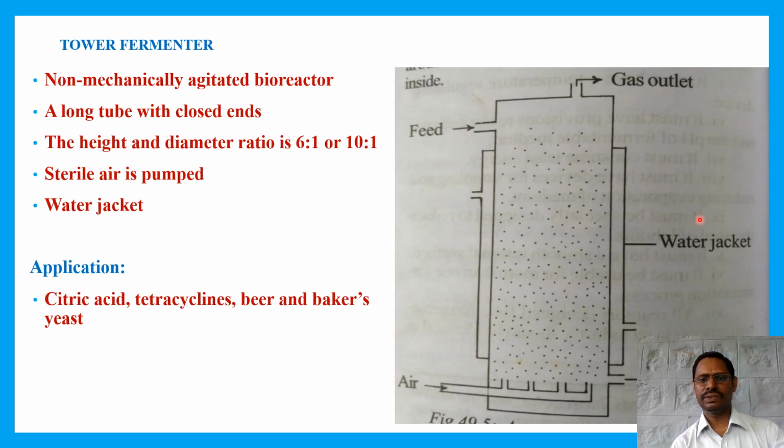The second type is the tower fermenter. The tower fermenter is a non-mechanical agitator fermenter. Here, a long tube is placed in the fermenter.